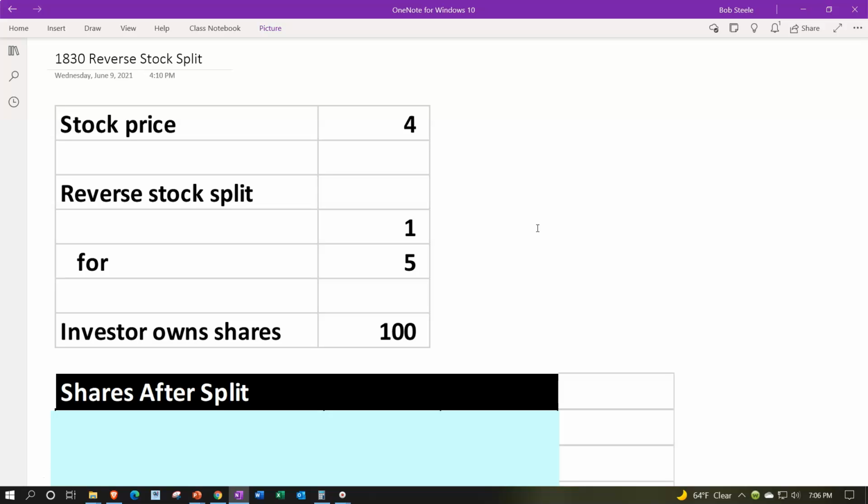Okay, here's the data. We've got the stock price at $4. We've got the reverse stock split. It's going to be a 1-for-5 reverse stock split. So remember that in a normal stock split situation, you might see a 5-for-1, meaning you get 5 new shares for every 1 share that was out there before. In a reverse stock split, for every 5 shares, it's going to be squished down, crunched back down to 1 share out there.